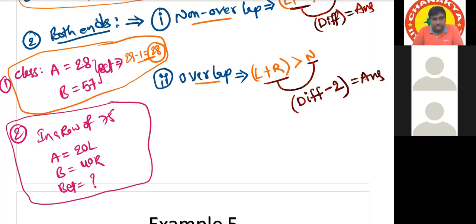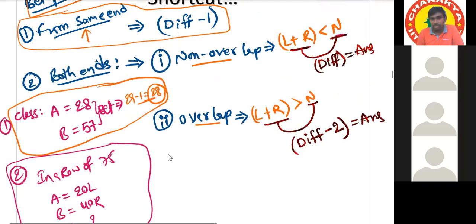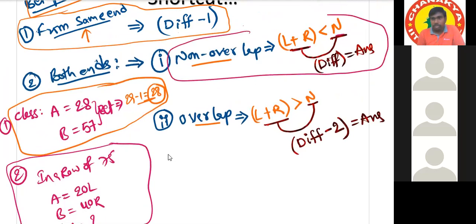What is the shortcut for this question? Is it an overlap case or a non-overlap case? Non-overlap, because the total number of persons is more than the sum of left and right positions. Here is the shortcut point: if you add left and right positions and it is less than the total number of persons, then it is a non-overlap case.